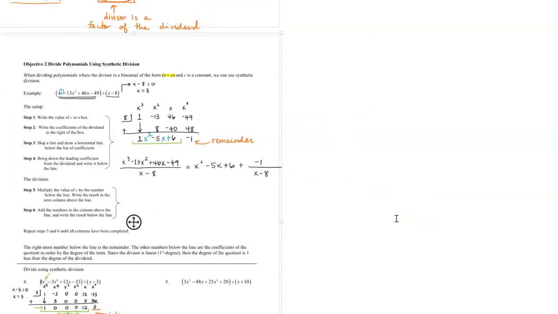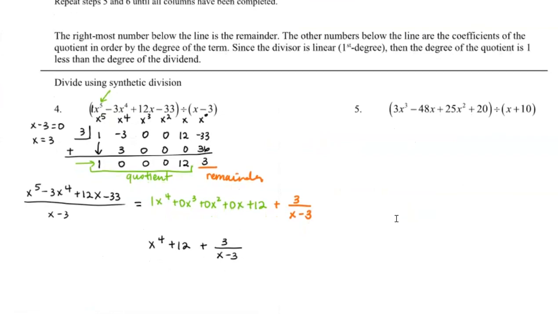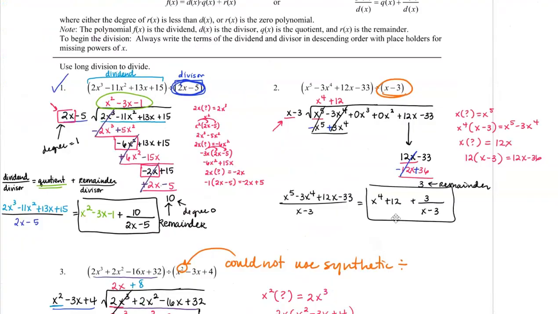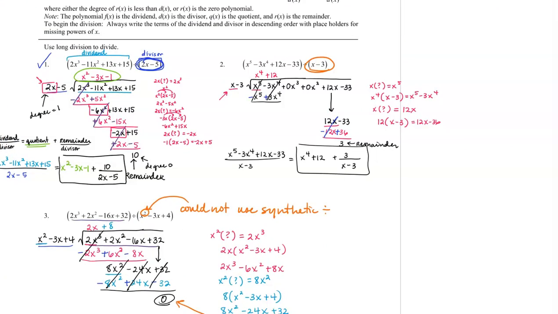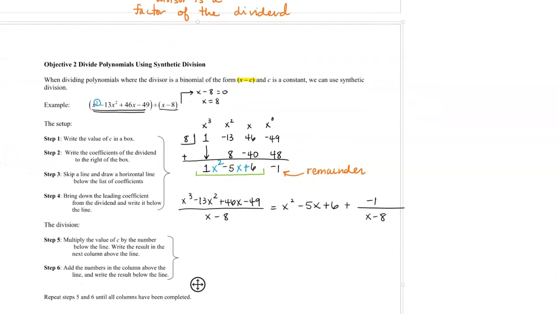Please notice that example 4 is the exact same example as example 2, and we are getting the exact same answer of x to the 4th plus 12 plus 3 divided by x minus 3.